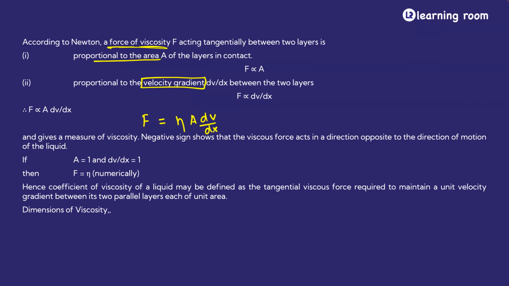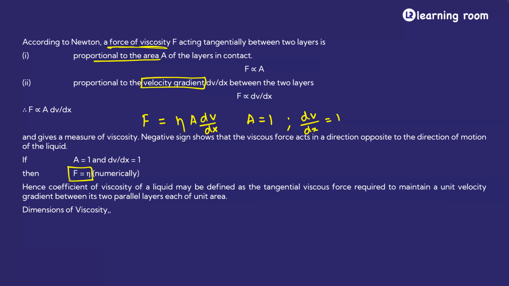If I want this eta to be equal to F, what should I substitute? I should substitute A equal to 1 unit and dV by dx equal to 1 unit, right? So if I write A is equal to 1 and dV by dx is equal to 1, then will I get F is equal to eta numerically? Now will you be able to define it?